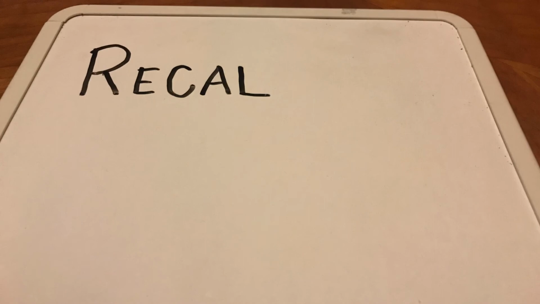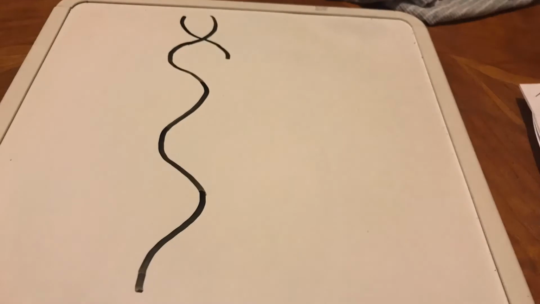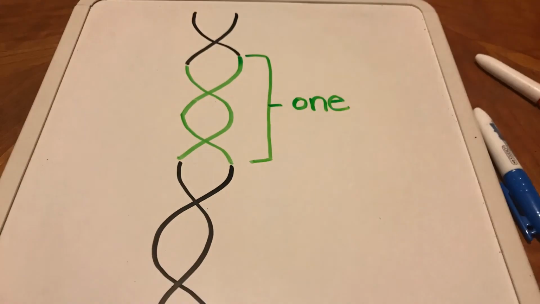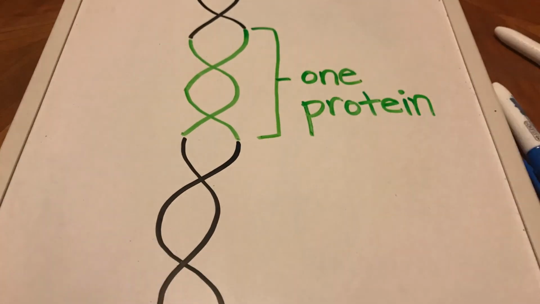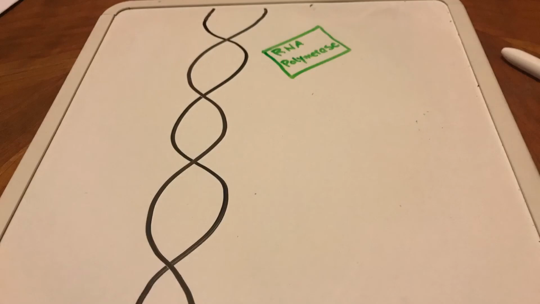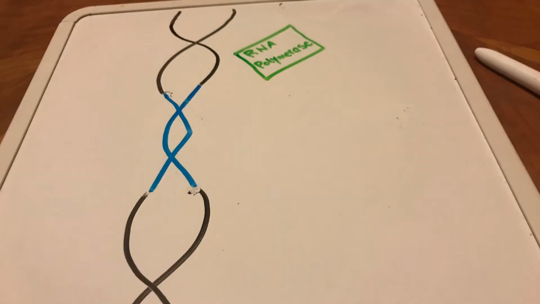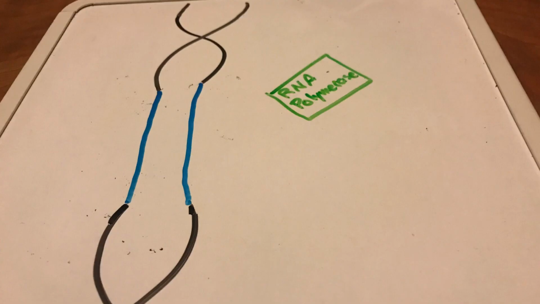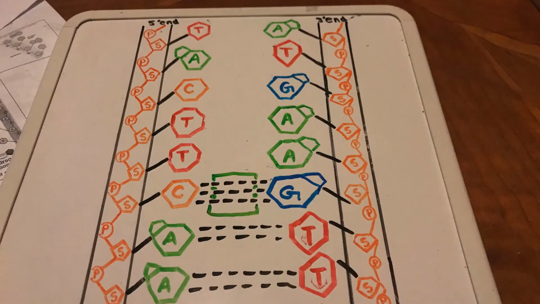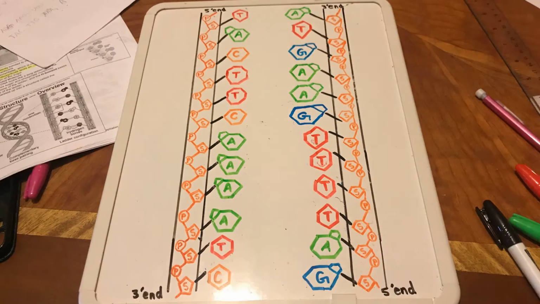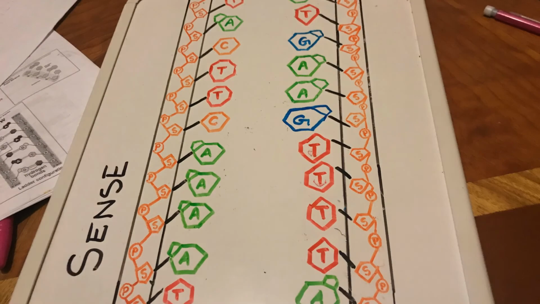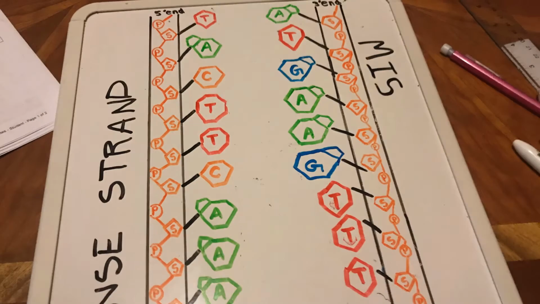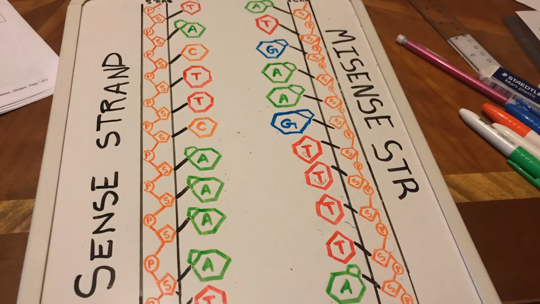Recall that DNA is in the form of a double helix, and genes are short segments of DNA, and each gene codes for one particular protein. RNA polymerase unwinds the gene that codes for the required protein and then breaks the hydrogen bonds between the bases. The strand of DNA that's involved in the coding of mRNA is called the sense strand. The non-coding strand is known as the missense strand.